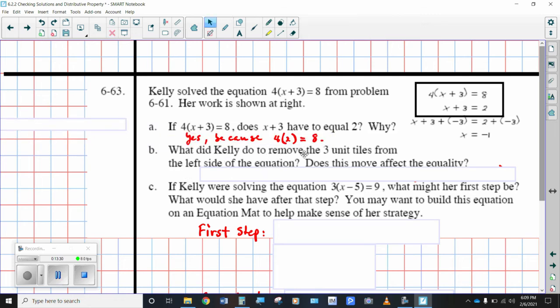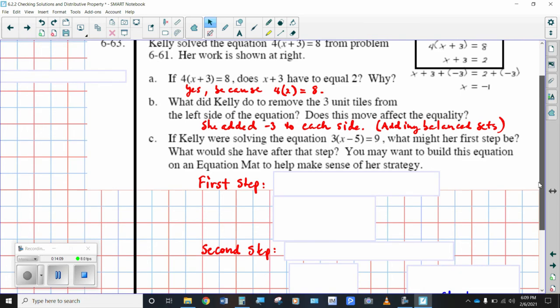What did Kelly do to remove 3 units from the left side of this equation? It looks like she added the -3 there, right? And whatever you do to one side, you do the same thing to the other. So adding balanced sets is absolutely a legal move for equations. So you either take away 3 from each side or add a -3 to each side. And in this case, it actually makes sense to add the -3 because you can take away 3 from the left, but you can't take away 3 from the right. You've only got 2 there. But we know that 2 minus 3 is equal to -1, so we'll just work with it, right? So if Kelly were solving the problem 3 times (x minus 5) equals 9, what might her first step be?